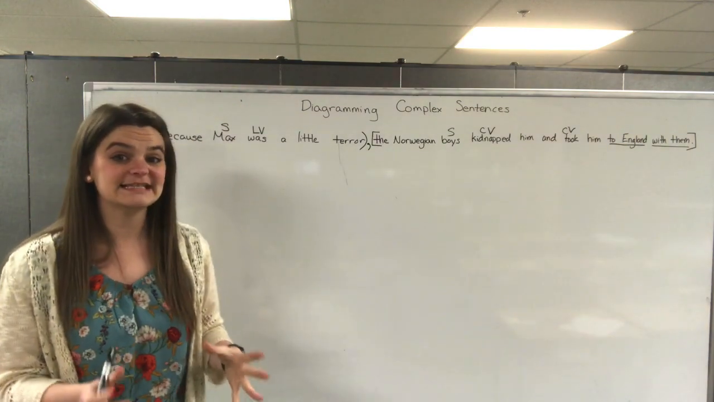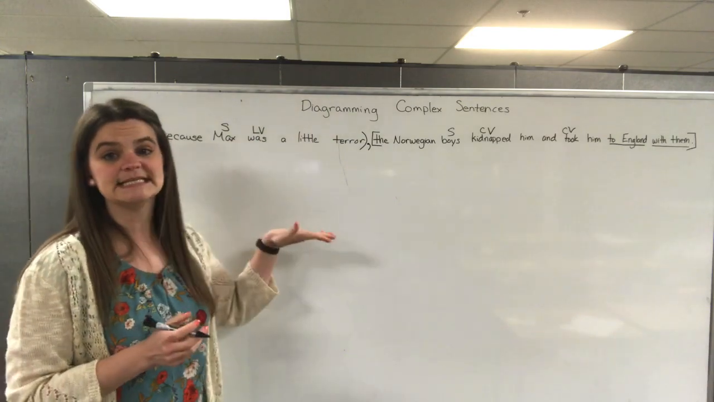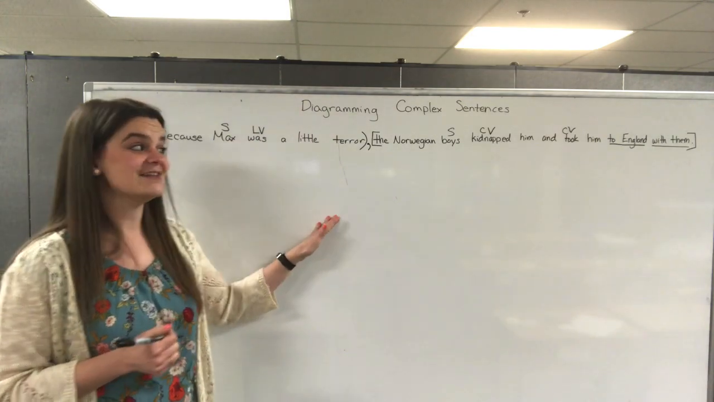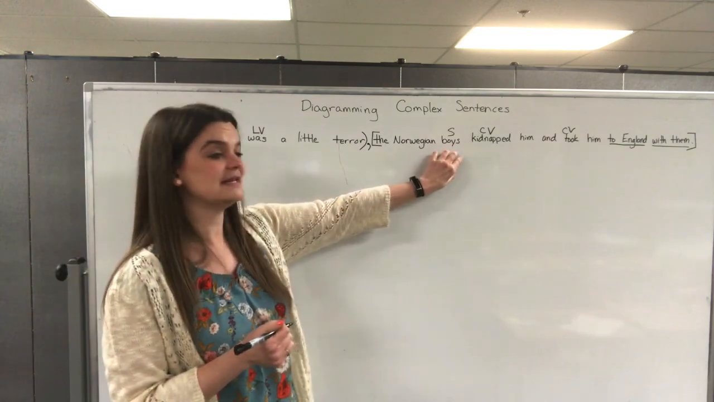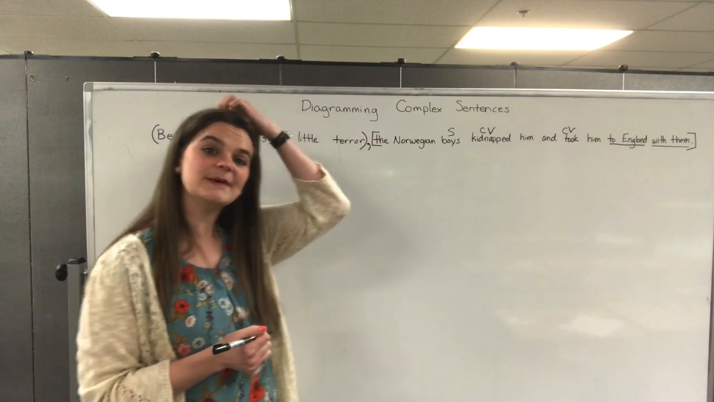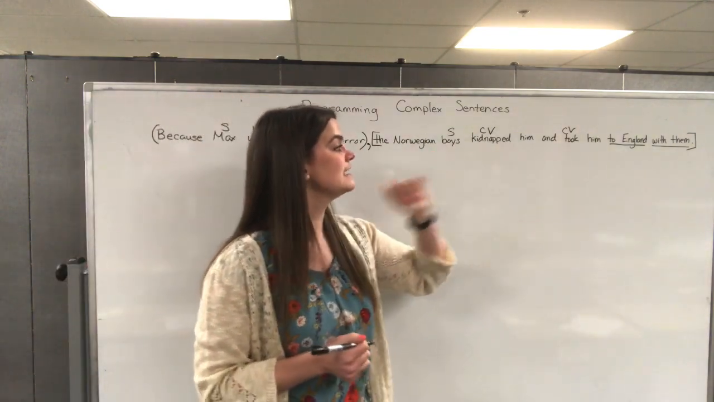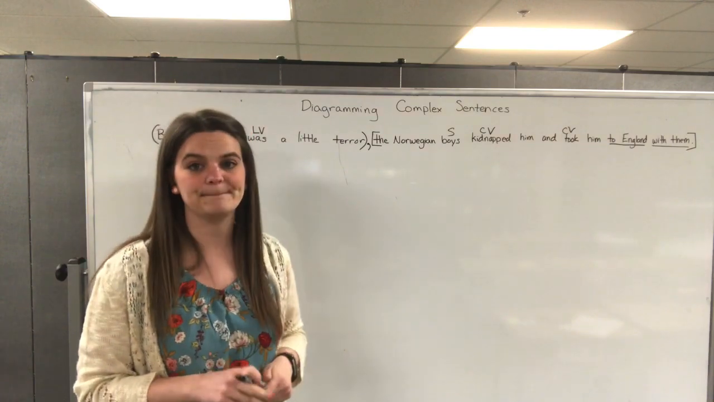All right, now we get to diagram it. Remember, do we start with the very first clause in the sentence as our first diagram? No, we always start with the independent clause because that's the main thought of the sentence. So we're going to go to this independent clause first. The Norwegian boys kidnapped him and took him to England with them.